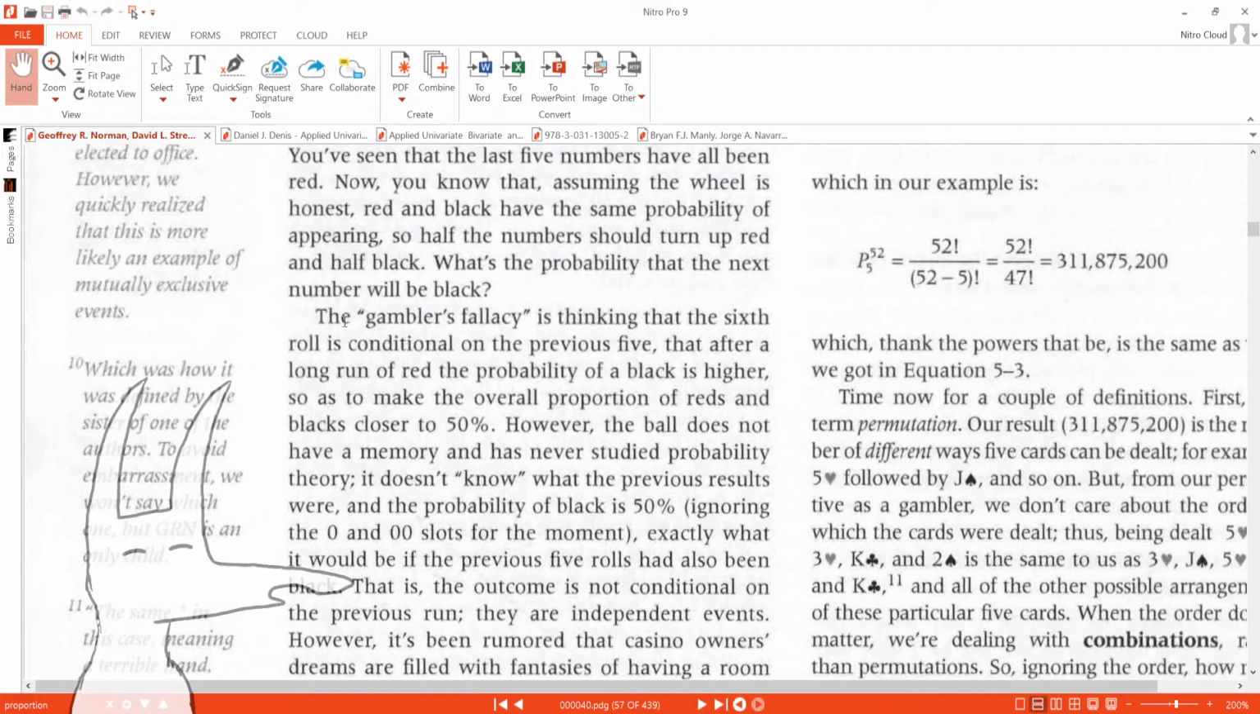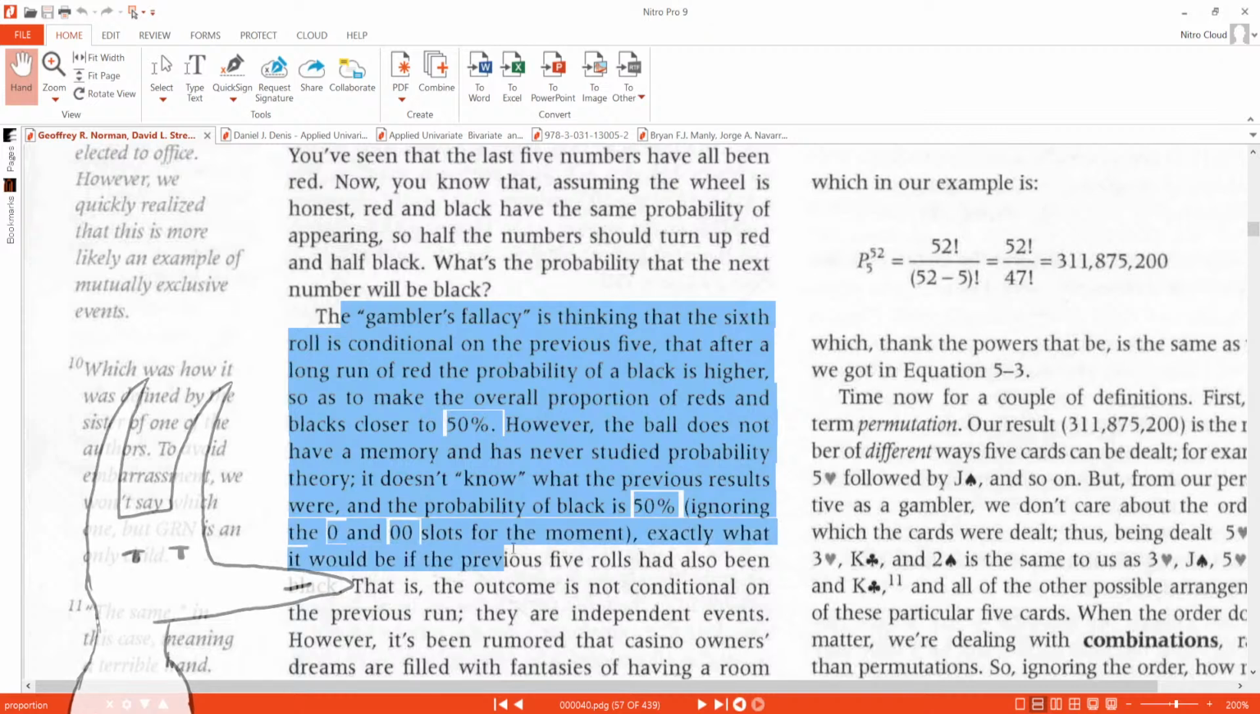The gambler's fallacy is thinking that the 6th roll is conditional on the previous 5, that after a long run of red, the probability of black is higher, so as to make the overall proportion of reds and blacks closer to 50%. However, the ball does not have a memory and has never studied probability theory. It doesn't know what the previous results were, and the probability of black is 50%, exactly what it would be if the previous 5 rolls had also been black.